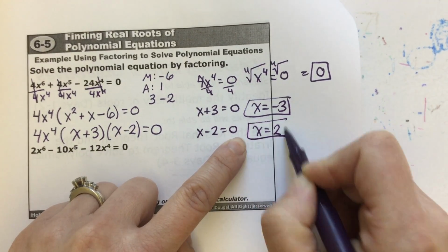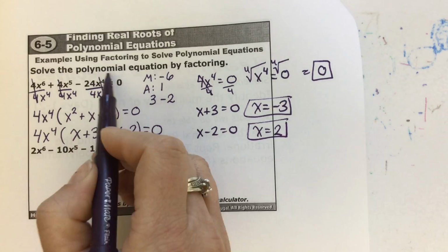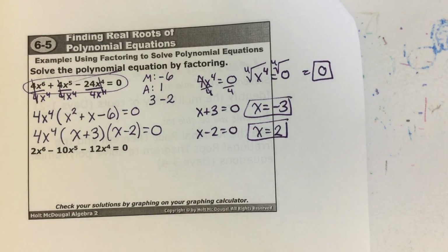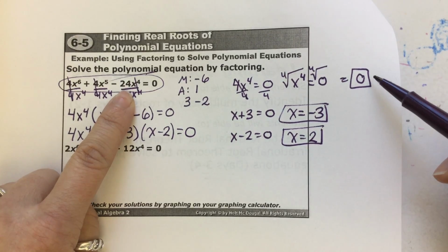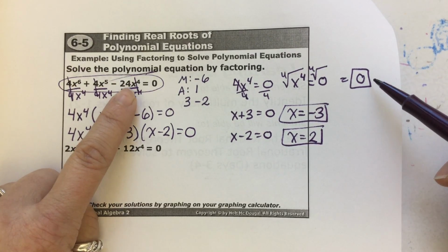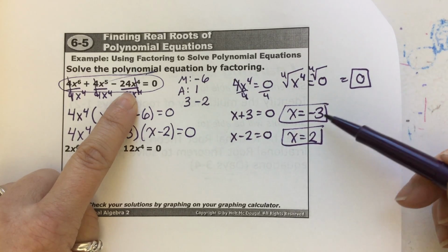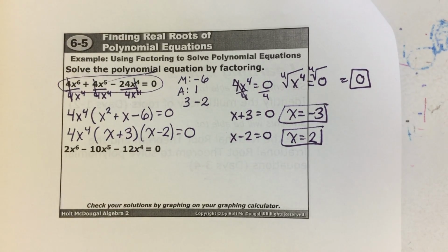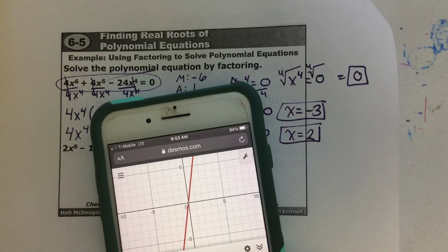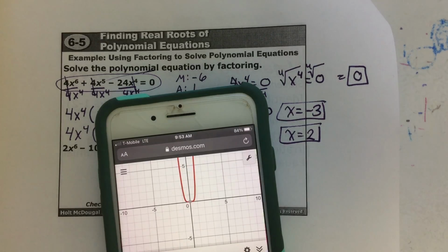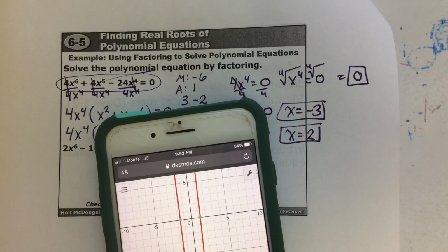So when I graph this, and we are going to go ahead and go on to Desmos.com just to check our answers. When I graph this function, my graph should either touch or cross the x-axis at 0, negative 3, and 2. So let's go into Desmos and let's graph this. 4x to the power of 6 plus 4x to the power of 5 minus 24x to the power of 4.